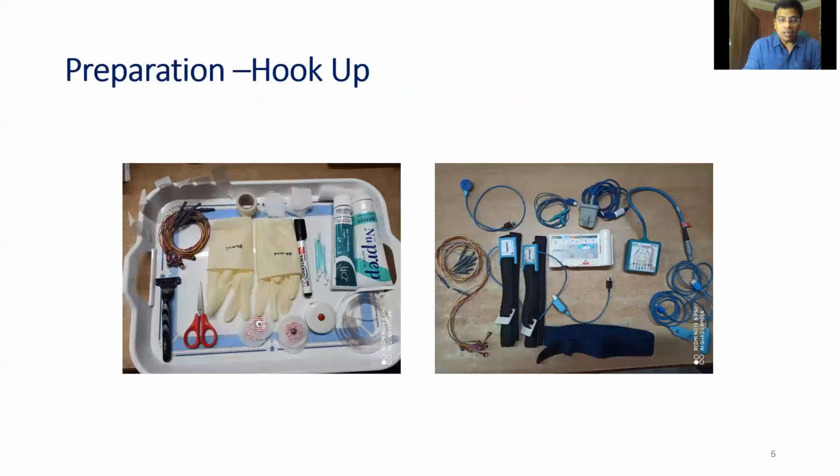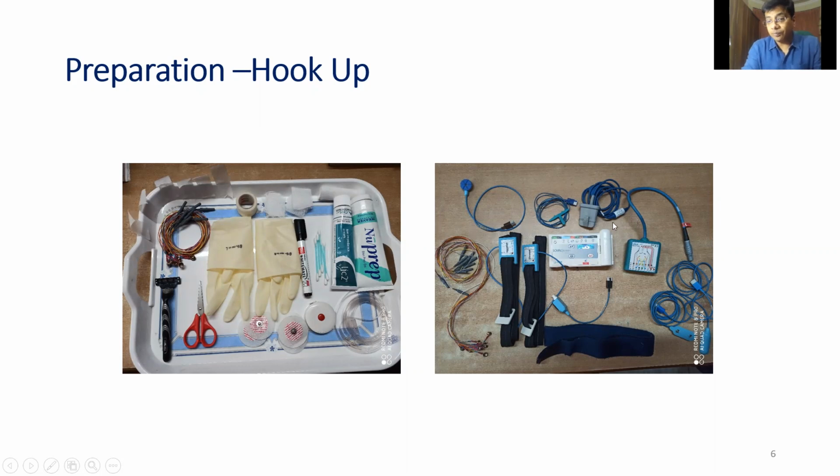So before the patient arrives, we need to do the preparation for the hookup, and we need to prepare a tray which will have the EEG electrodes. Then we have to have a razor, a scissor, a pen marker, tubes, earbuds, inch tape, and gloves, and we also need to be ready with the tapes, so that no time is wasted when we are doing the patient hookup.